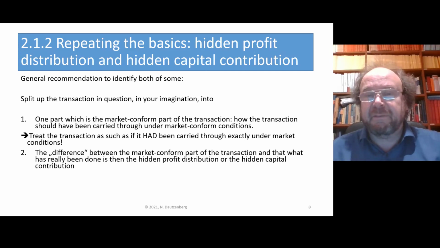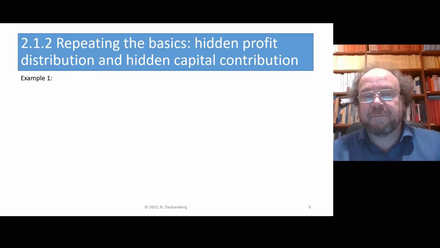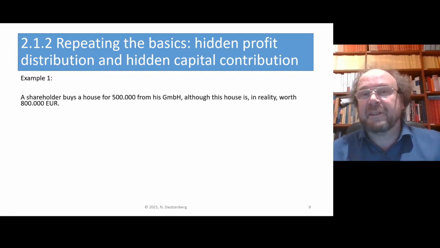And then the deviation, the difference between the market price and what really was paid or done, is then either to be treated as a hidden profit distribution, or it is a hidden capital contribution. Now, naturally, one question follows, and that is how you keep these things apart. But first, let's look at some examples to illustrate these things.